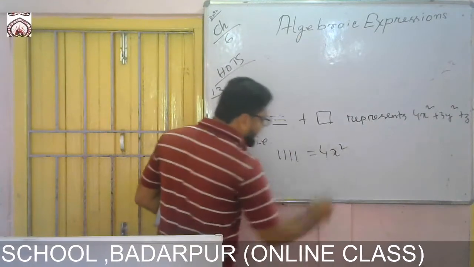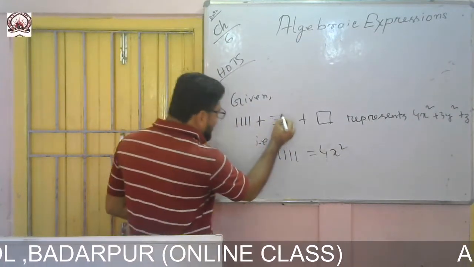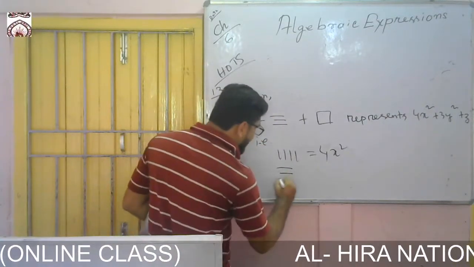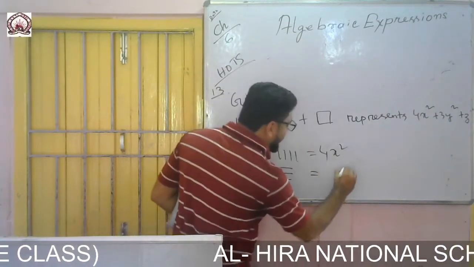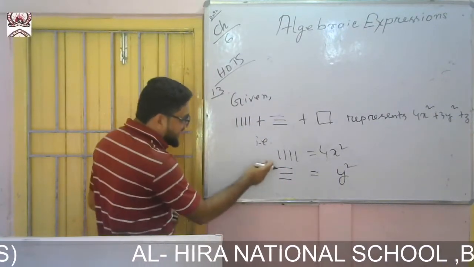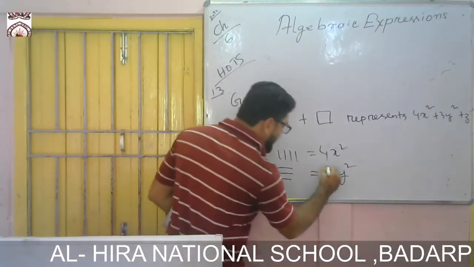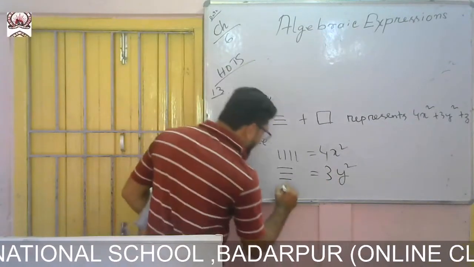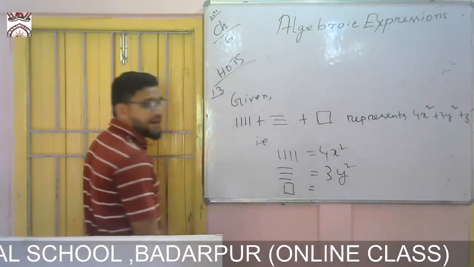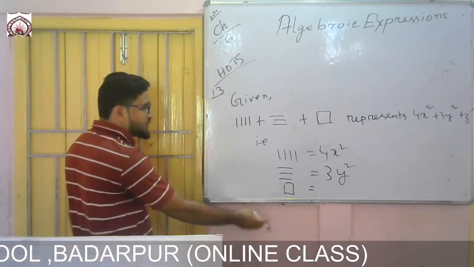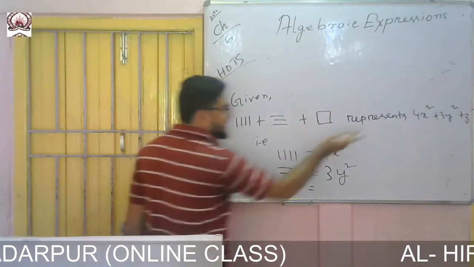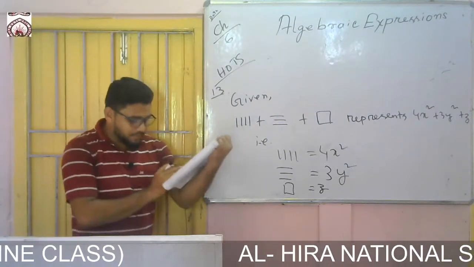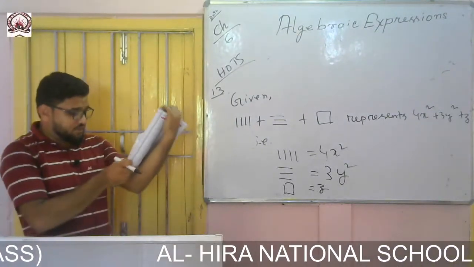So here 4x square. This horizontal line represents y square. Okay, and there are 3 horizontal lines. For that reason it is written 3y square. And there is only 1 square box. So that means 1 square box represents only 1 z. Now we have to find the algebraic expression for the given symbol.